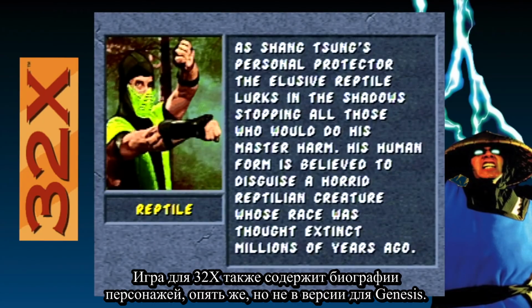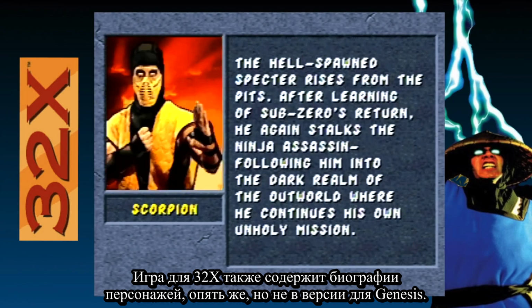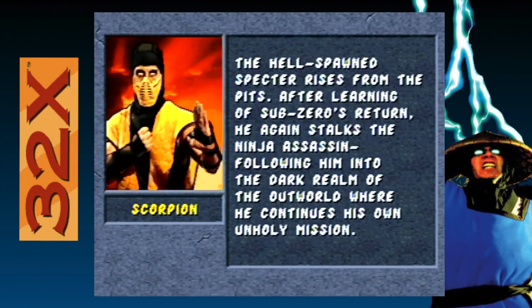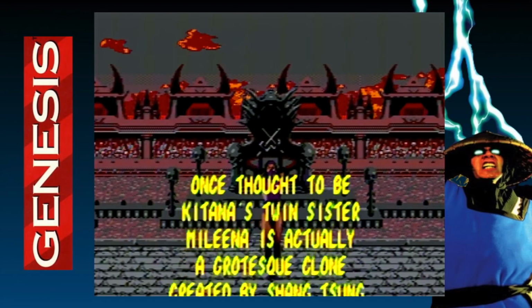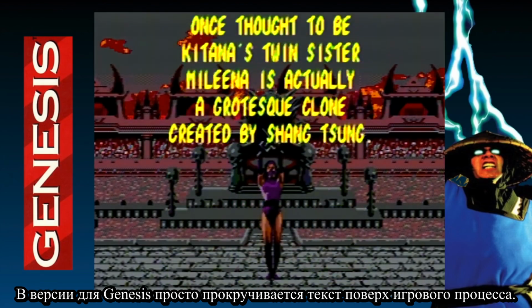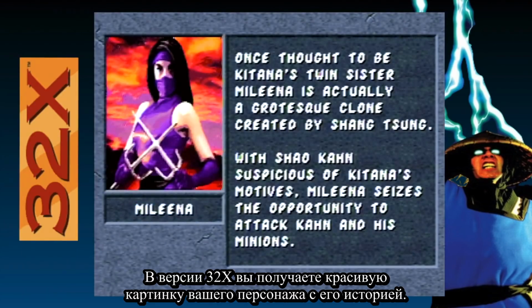The 32X game also contains character bios. Again, they're not in the Genesis version. The ending has been changed as well. The Genesis version just has text scroll up over the gameplay. The 32X version gives you a nice picture of your character with their story.